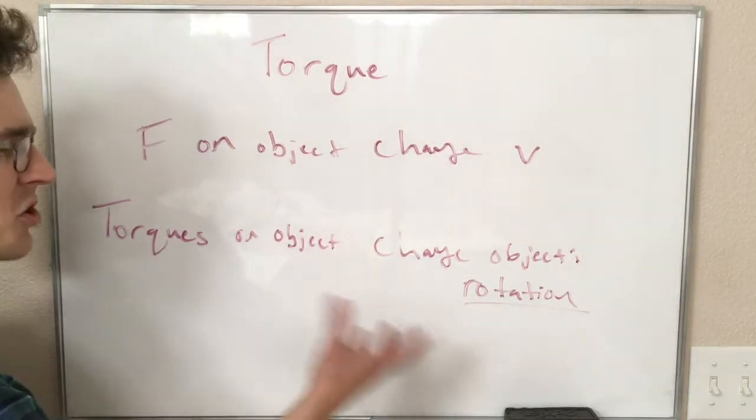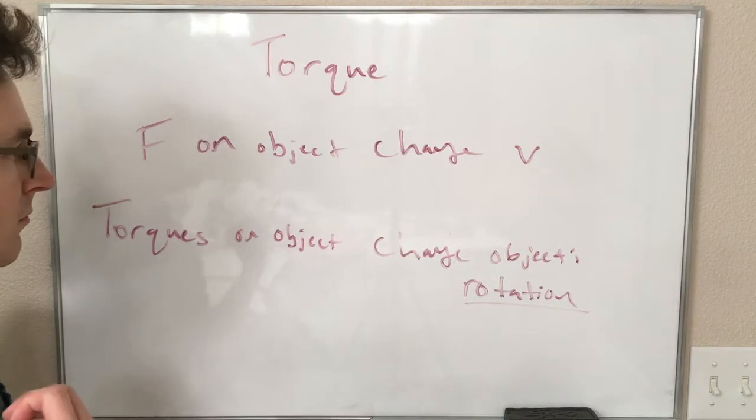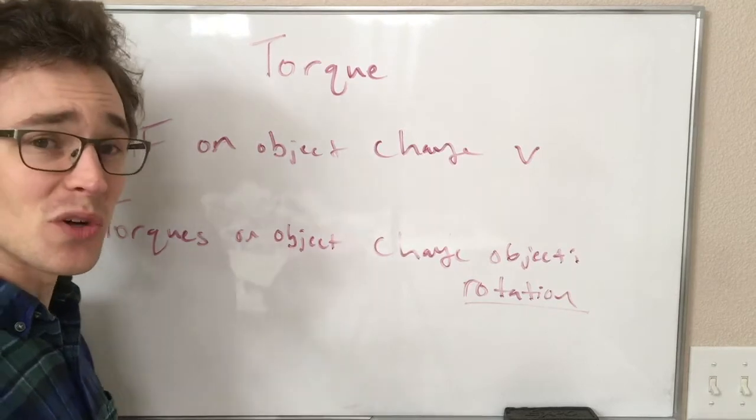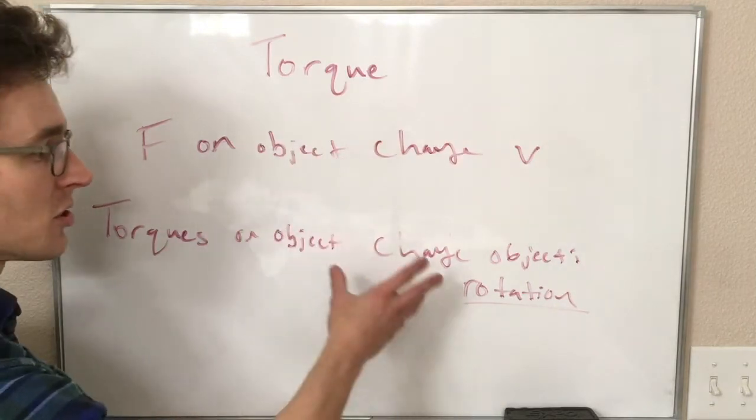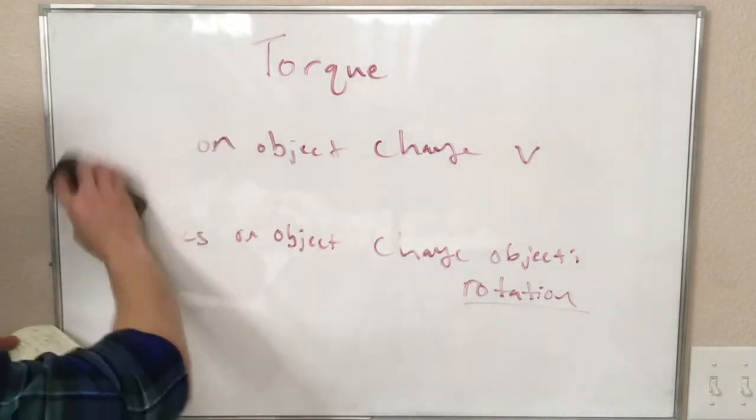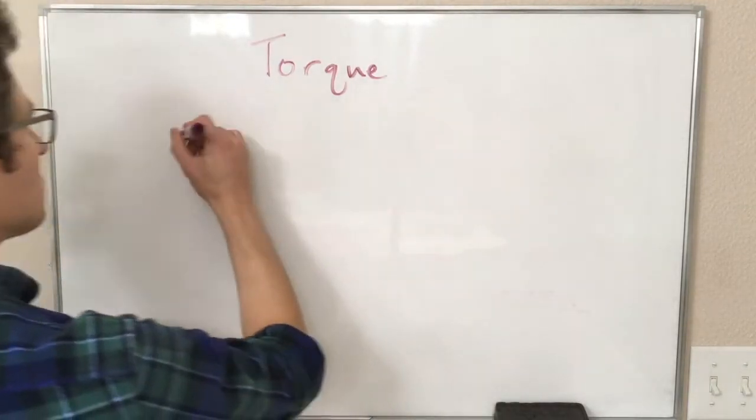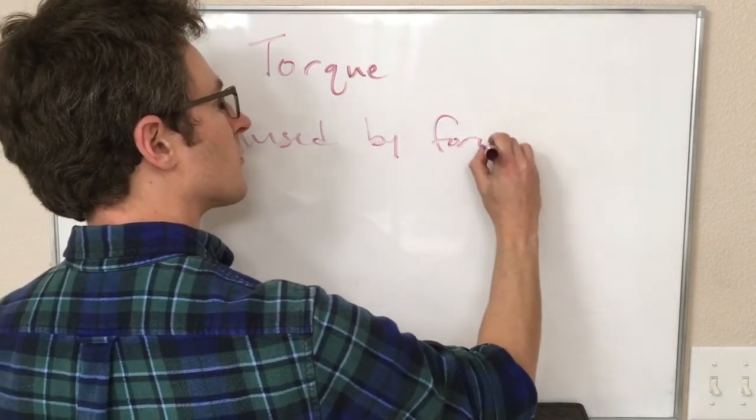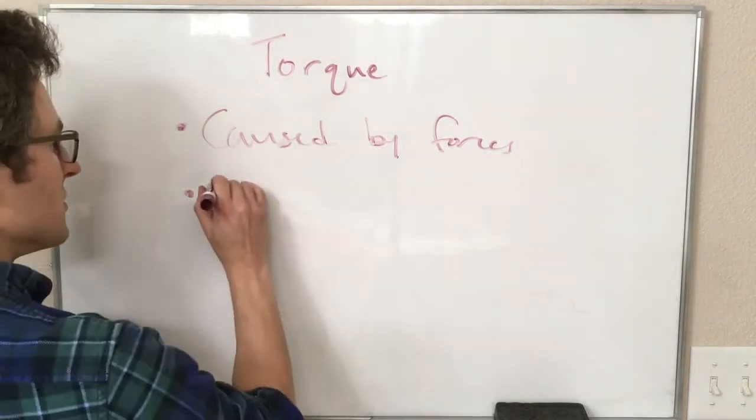So torques are the things that can change the rotation of an object, but torques don't exist by themselves, isolated from other things. In Physics 106, torques are created because of a force. So forces change velocity, torques change rotation, but torques come from forces. I guess I should write that down. So they're caused by forces, and where that force acts on an object is important.